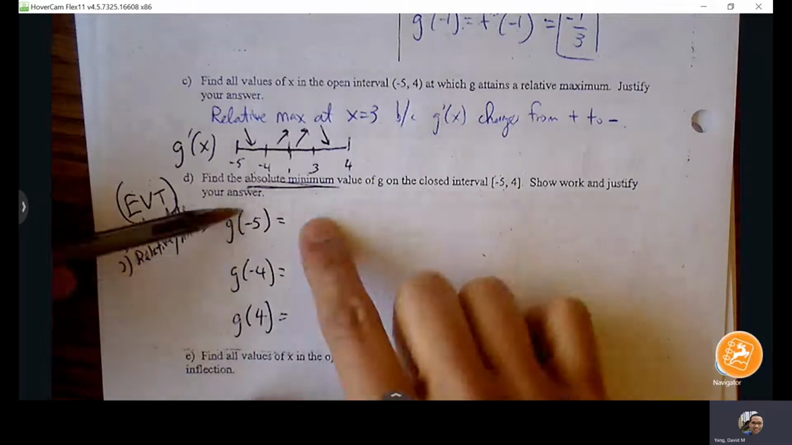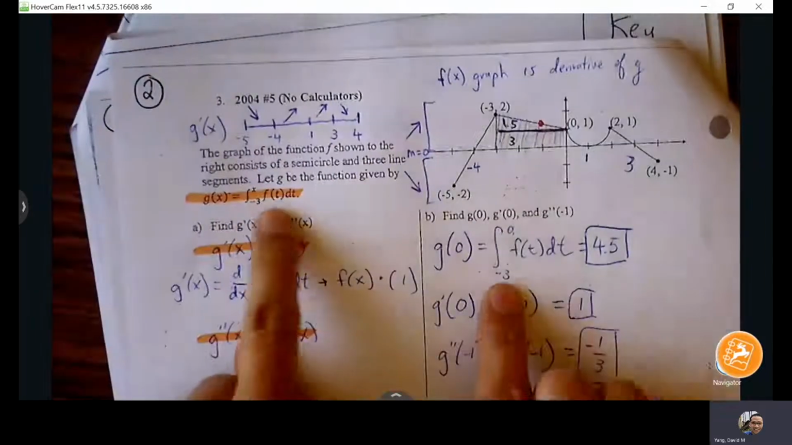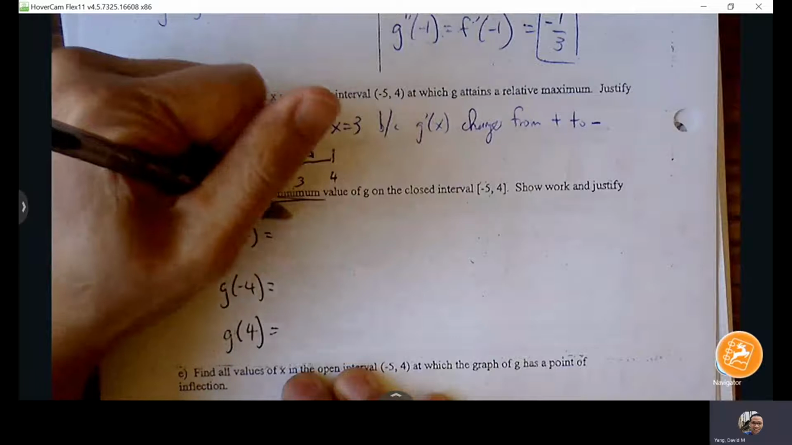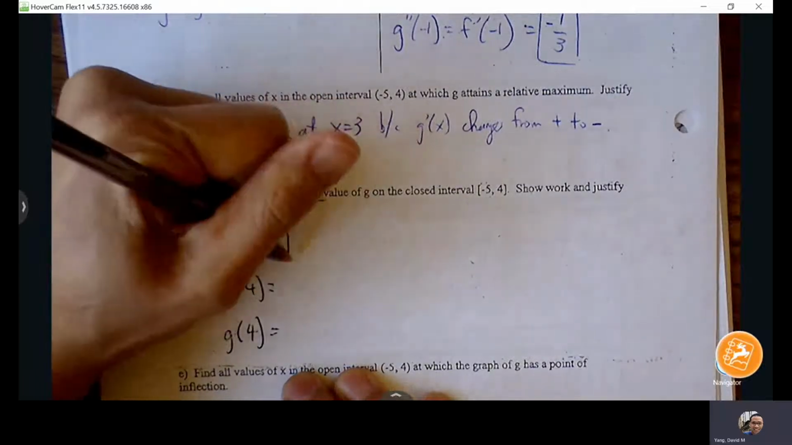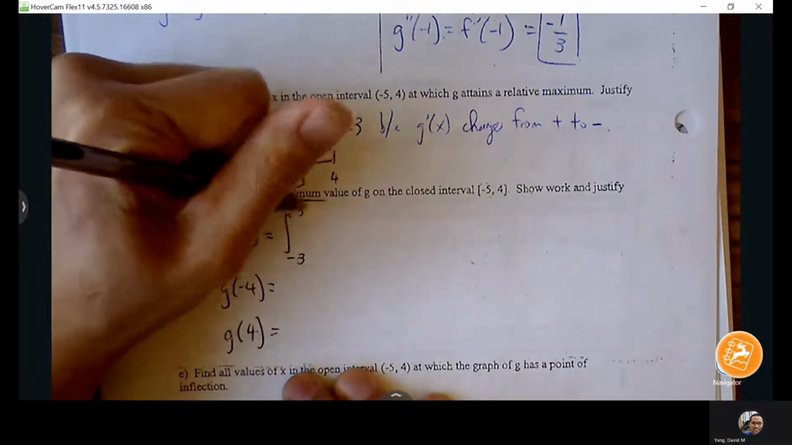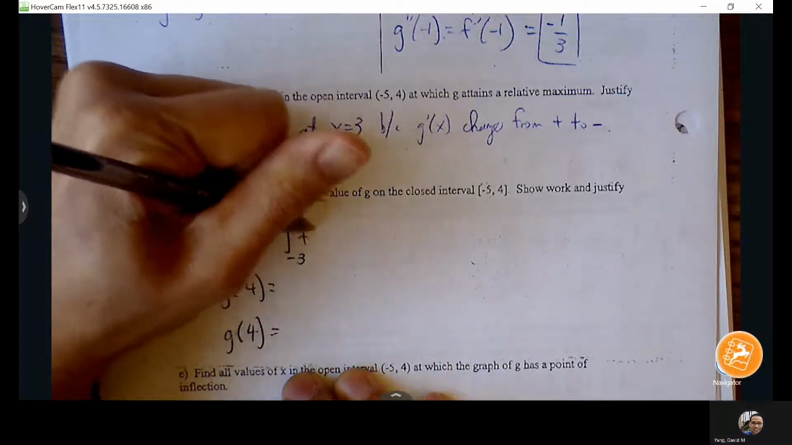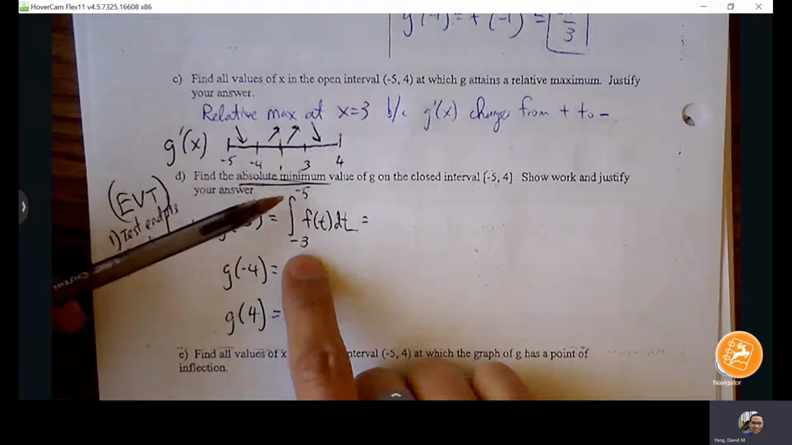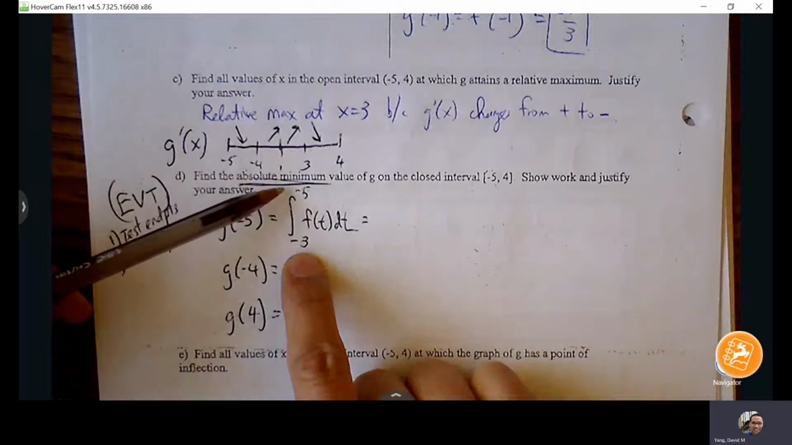Okay, so the way we're going to find these values is we're going to go back to our rule, right? Our rule is telling us how to find any location on the G graph, -3 to x. So all we're going to do is replace the upper bound with our x value. Now, what do you notice about the bounds here?